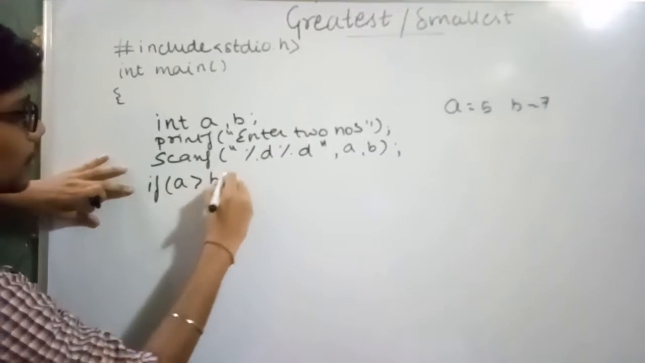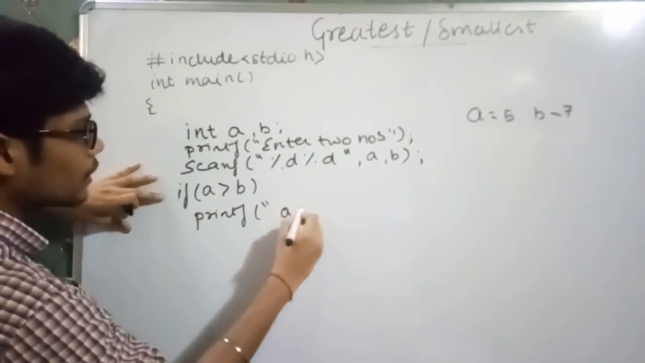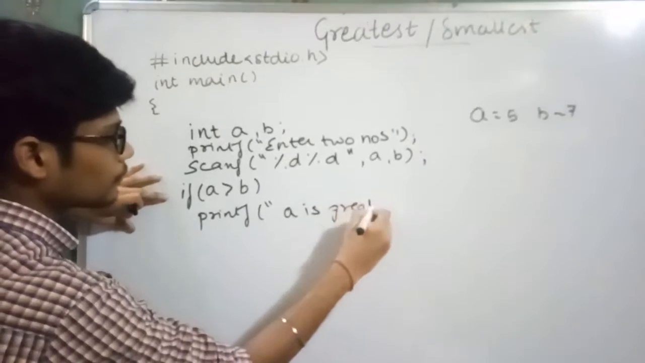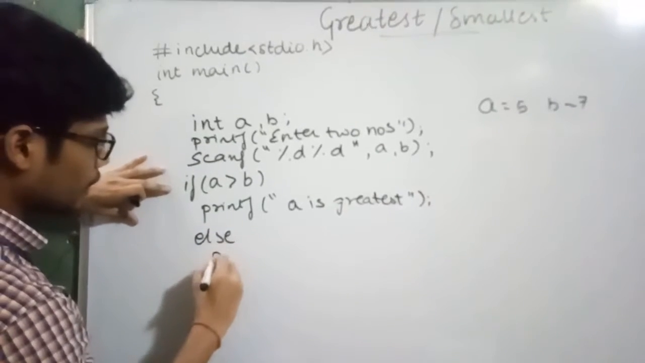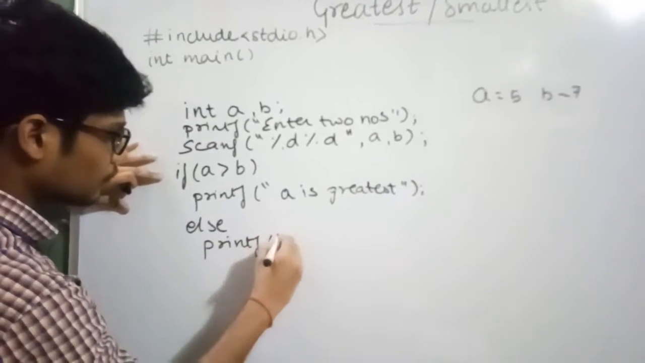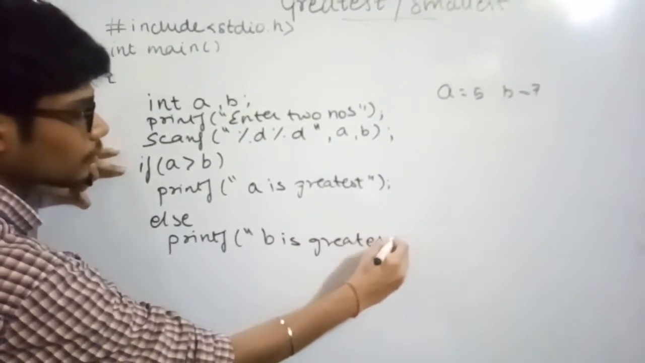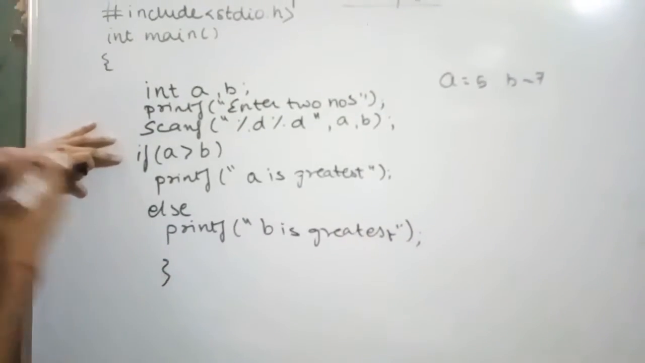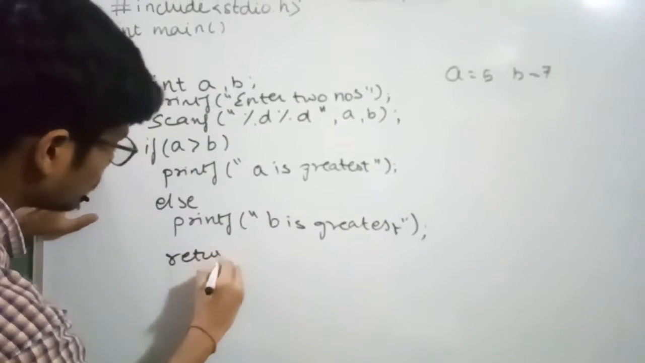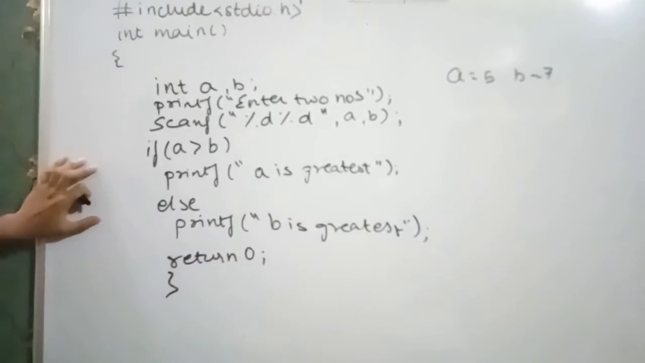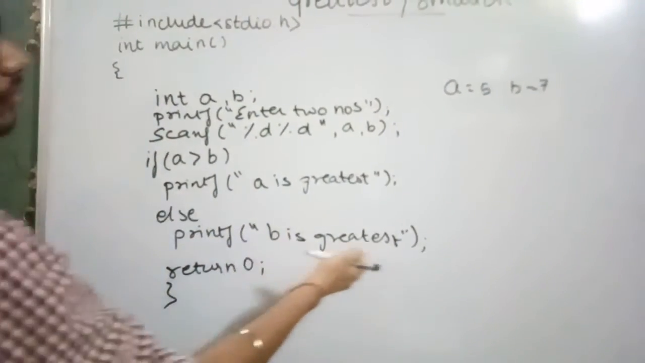If a is greater than b, printf "a is greatest", else printf "b is greatest". This is very simple code. We will close the brackets after return 0. So if 5 is greater than 7, the condition is false, so b is greatest.